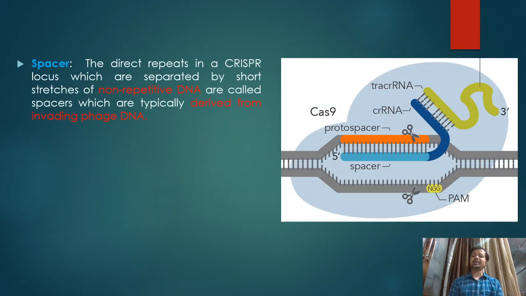A spacer DNA is a DNA which separates the palindromic repeats in a CRISPR locus. This spacer DNA is believed to be acquired from invading bacteriophages or from other mobile elements. The length of a spacer DNA varies in the range of 26 base pair to 72 base pair. A spacer sequence is present on a bacterial genome.